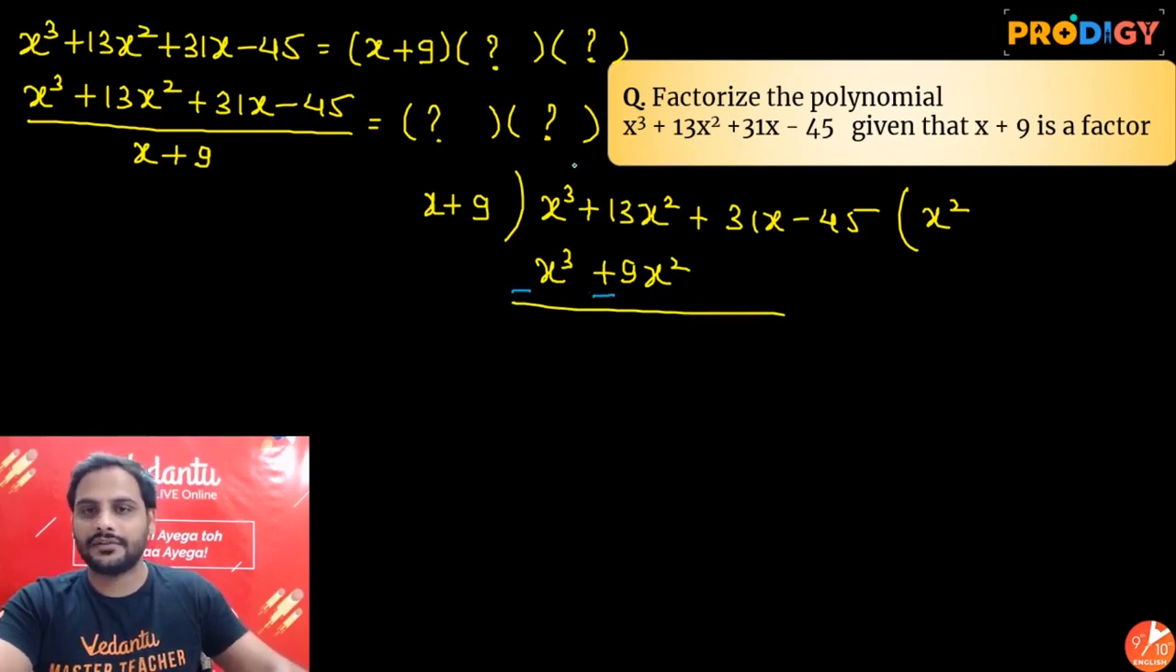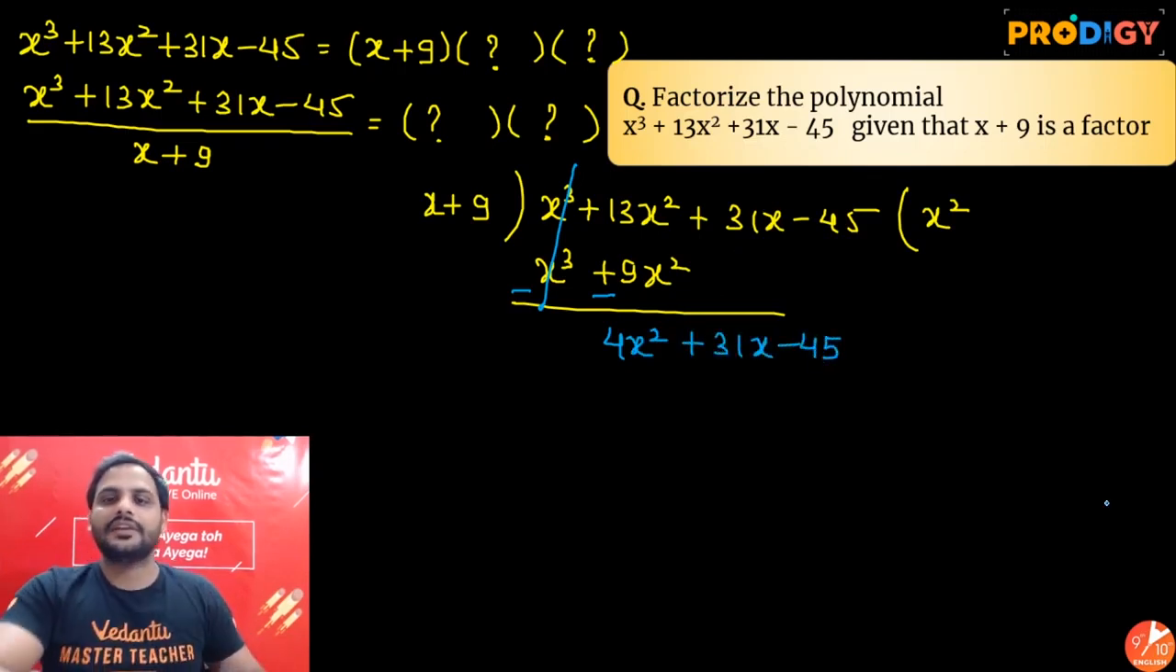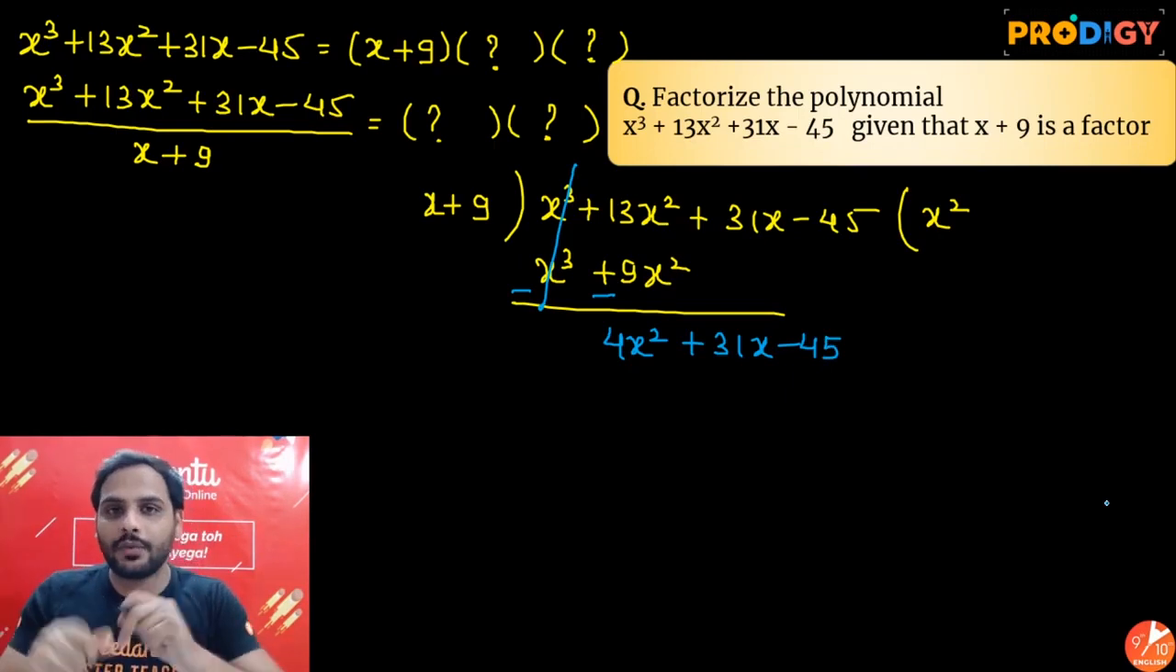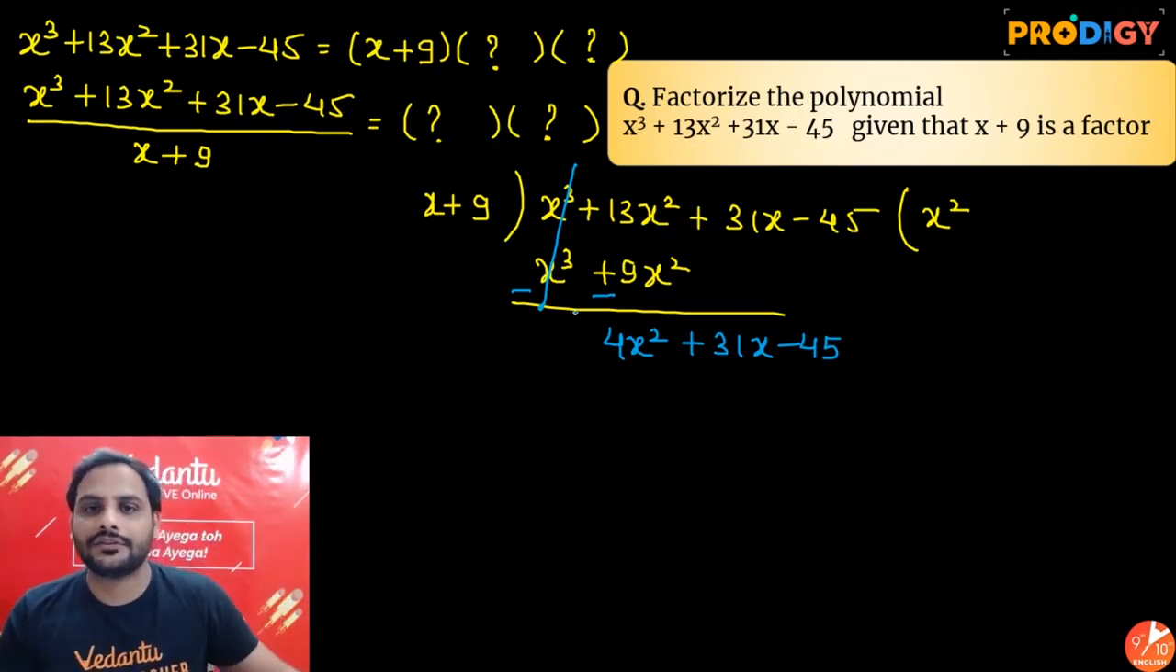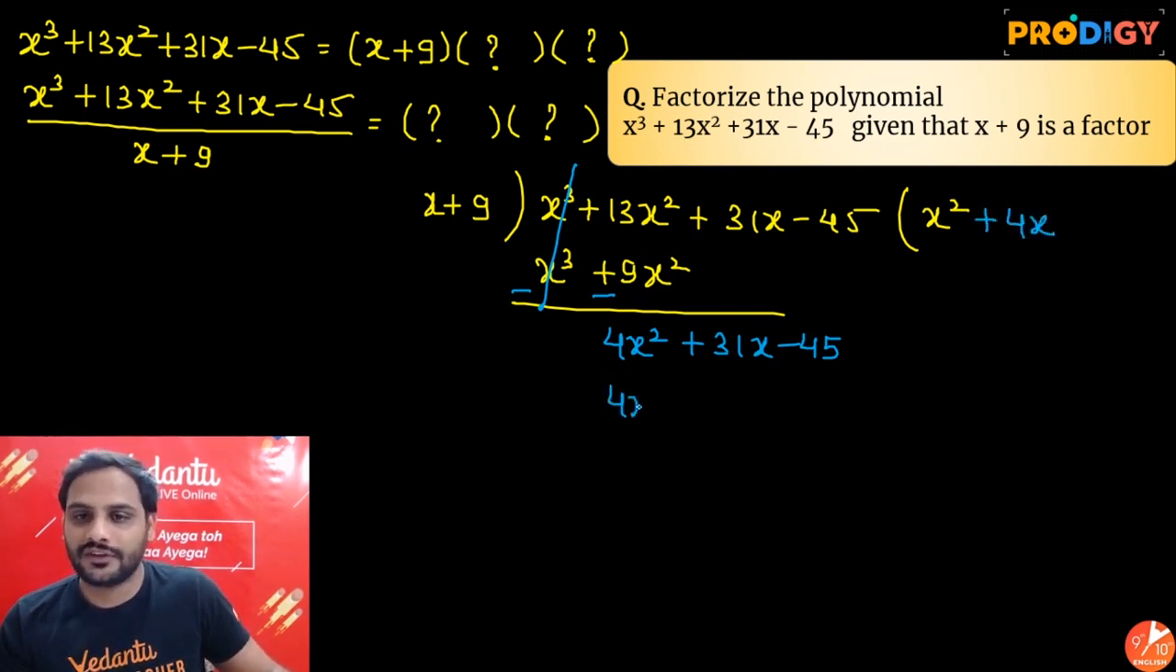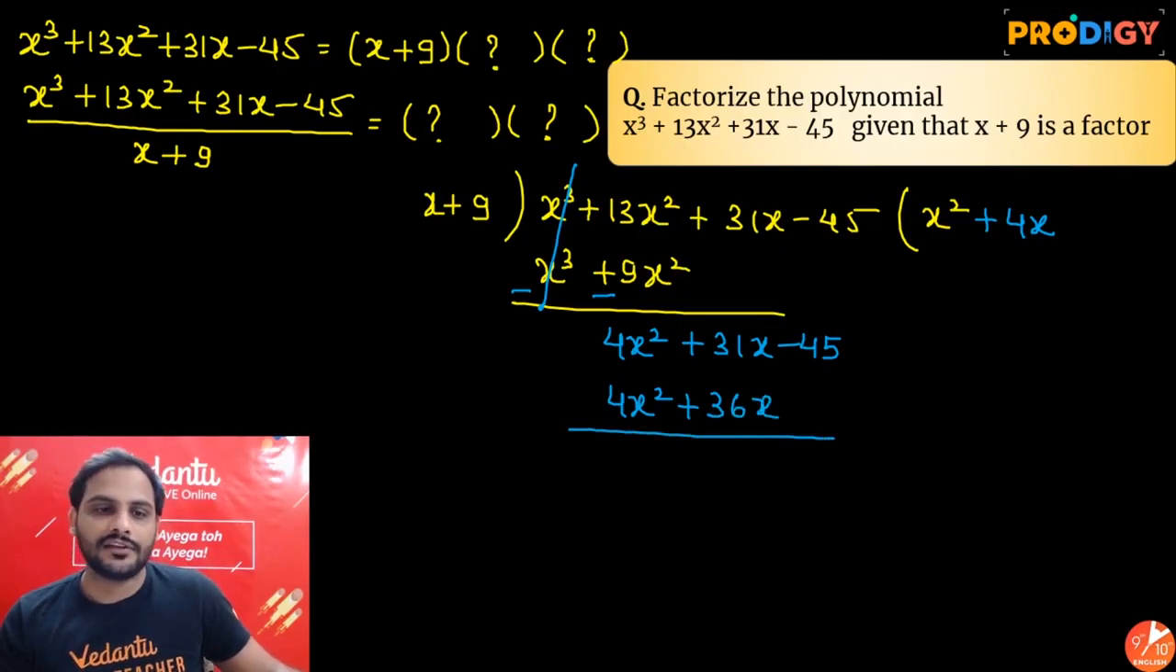Minus, minus, this got cancelled. 13x square minus 9x square will be 4x square, and here we are left with plus 31x minus 45. Now I need to create 4x square from x. So how do I create 4x square from x? Simple, multiply x with 4x. So 4x into x is 4x square, and 4x into 9 will be 36x, since 4 nines are 36. Again, let us do the subtraction.